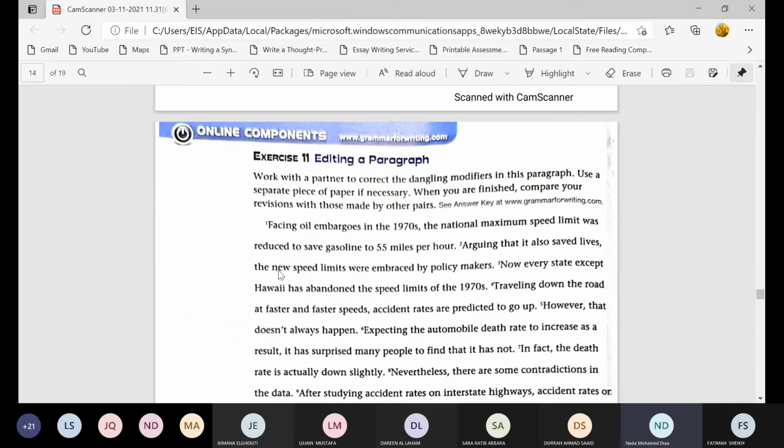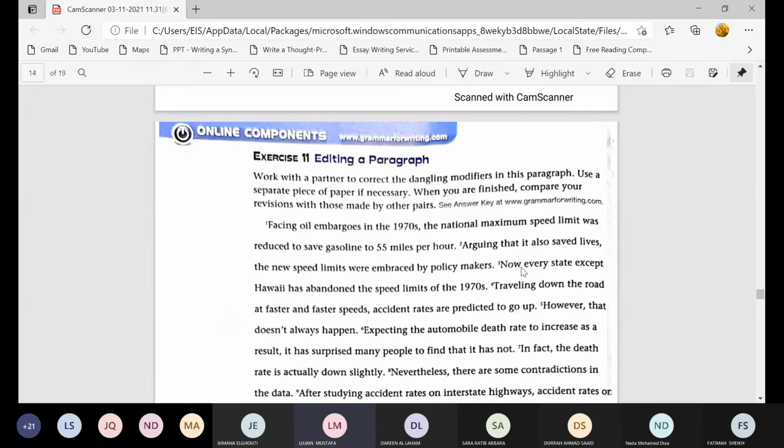I will answer it. Arguing that it also saves lives, the policymakers decided to embrace the speed limits. So answer 3, Rujai.